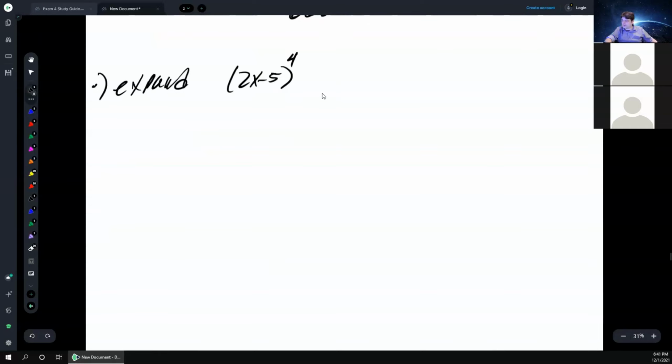Okay, so working this out. There are basically two things going on here. One, we have to worry about the powers of my individual pieces, so 2x and 5. And the other part is we need to worry about these coefficients. So I'm going to start off by writing out the powers of these two pieces. We're going to start with 2x to the fourth power, and we're going to end with negative 5 to the fourth power.